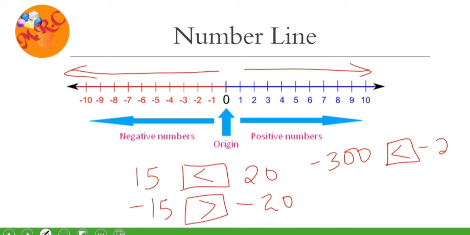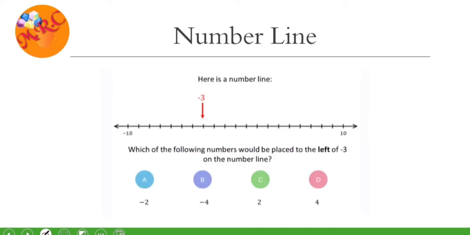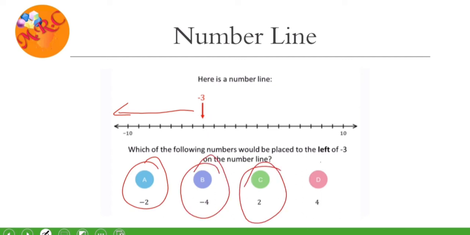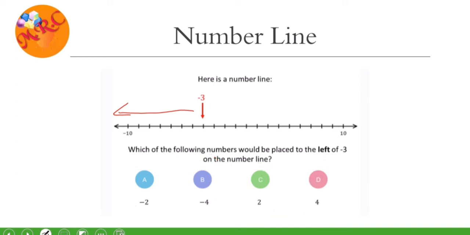All right, so let's go to another question as it relates to the number line. Here's a number line. Which other numbers will be placed to the left of -3 on the number line? So if we're looking to the left of -3, that direction, right? Which of these numbers would we place on the number line? Would we place -2, -4, 2, or 4?